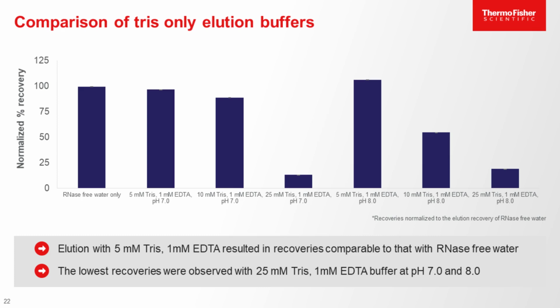This graph summarizes the Tris-only elution buffers. Tris buffer at pH 7 did not see a large difference in recovery for 5 and 10 millimolar Tris, but a large decrease in recovery was observed for 25 millimolar Tris. While at pH 8.0, 5 millimolar Tris resulted in increased recovery, and an increase in the ionic strength from 5 to 10 millimolar resulted in a 50% loss in recovery, and again, a poor recovery was observed for 25 millimolar Tris at pH 8.